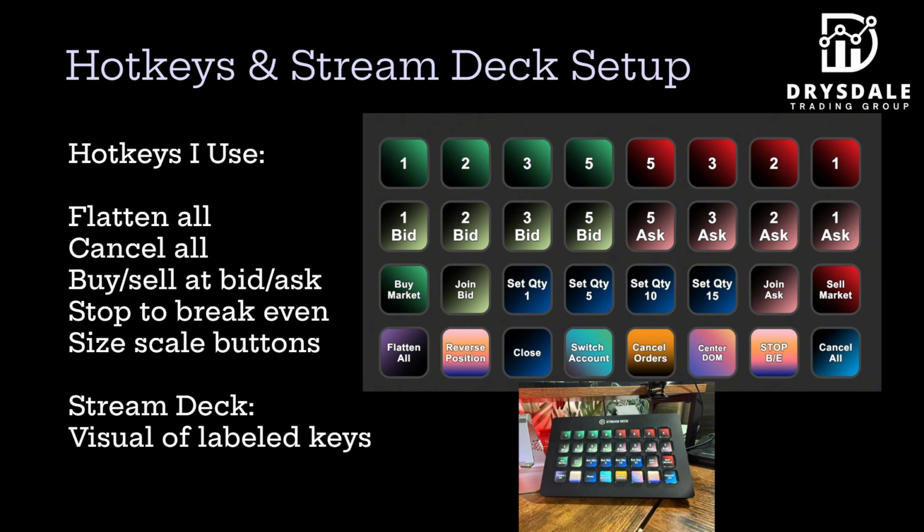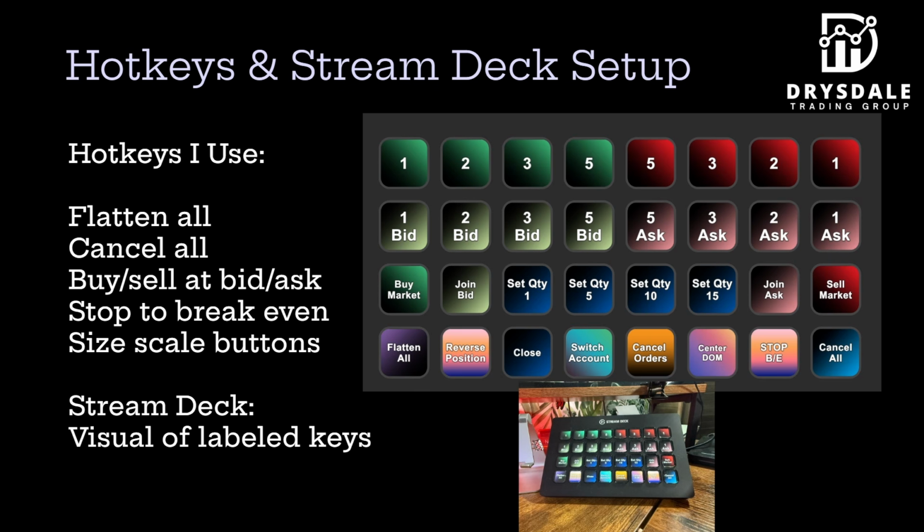If you're scalping fast markets like NQ, your execution speed matters. I've mapped hotkeys to execute a flatten all, get me out of all the positions and orders immediately. Cancel all, this keeps me in my position, but just gets rid of all the limit orders or stops that are sitting on the DOM. I have buy, sell at the bid or the ask. So if I want to get in a limit order immediately, wherever the bid or the ask is.